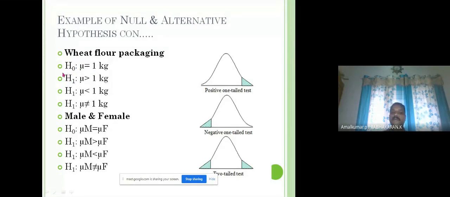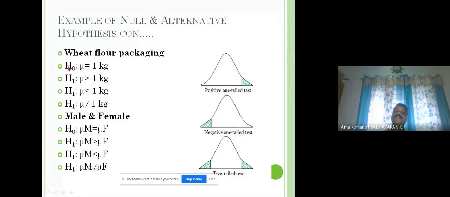So in this situation, the null is developed as mu, the average weight of packages, equal to 1 kg. In the null situation, the manufacturer believes that the system is in control. That is why he developed the hypothesis, mu equal to 1 kg. That is, the average weight of flour packages equals 1 kg. There is no problem. That is the null hypothesis.